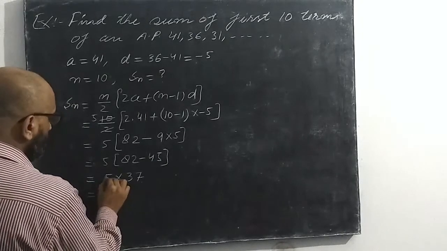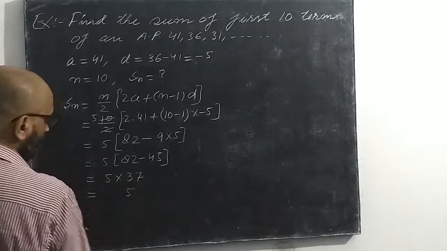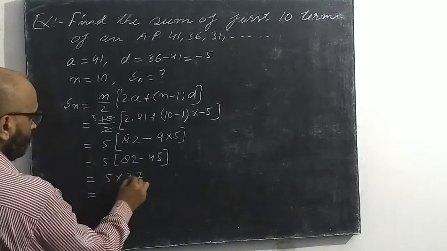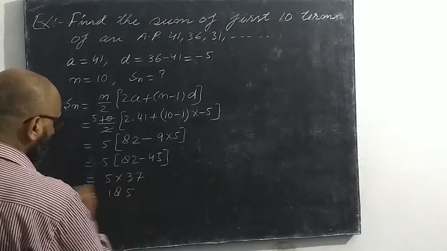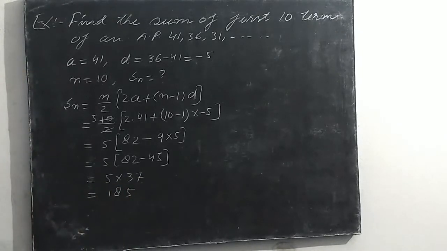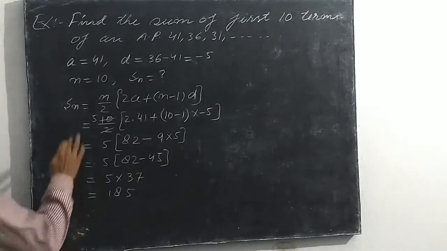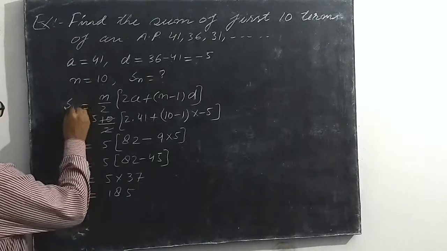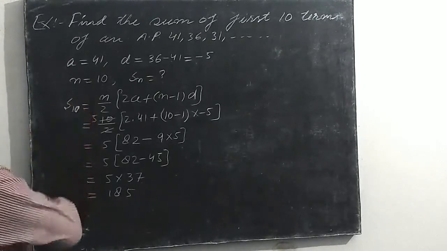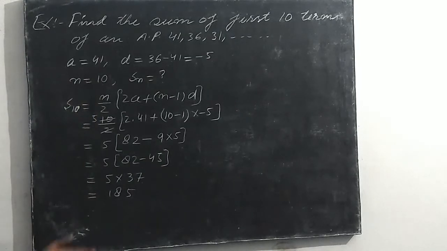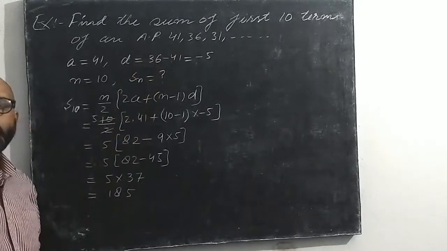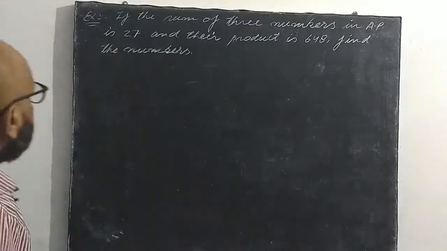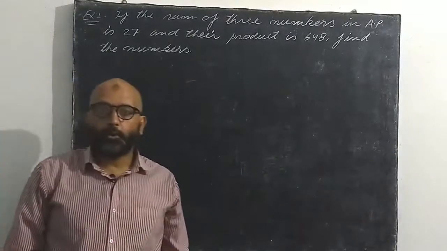Multiply by 5. 5 sevens are 35, 5 threes are 15 and 3 carried over is 18, so 185. So 185 is the sum of the first 10 terms. Since n is 10, the sum of the first 10 terms of the given AP is 185. Now here I would like to discuss a very important point.